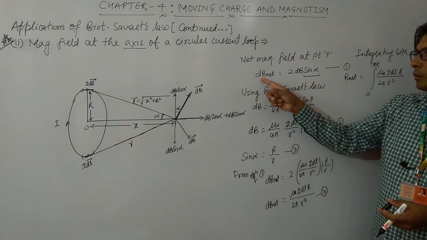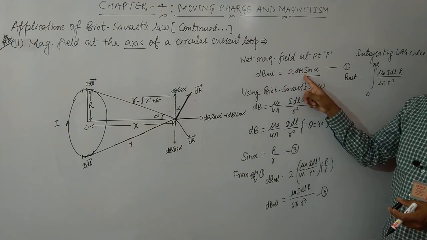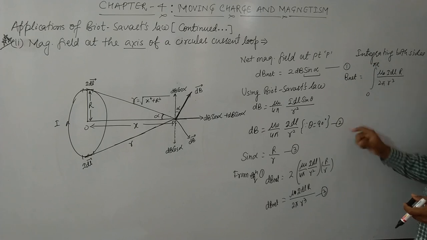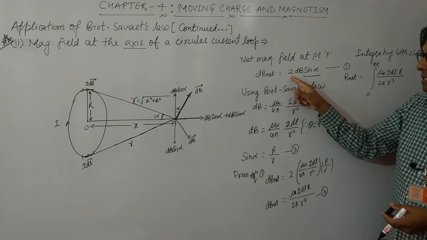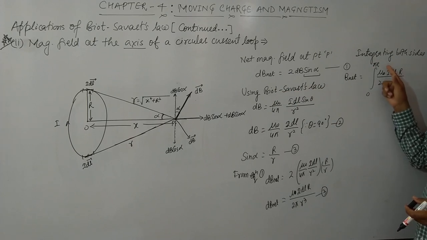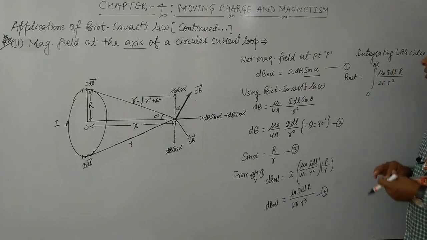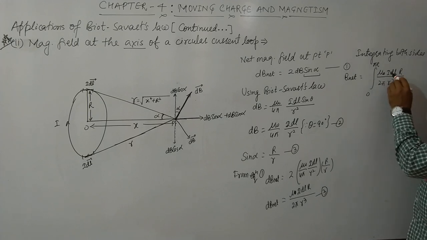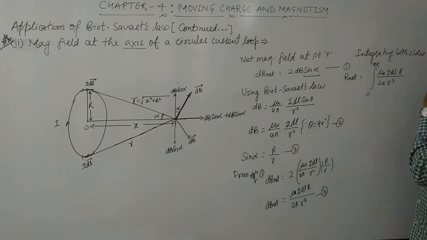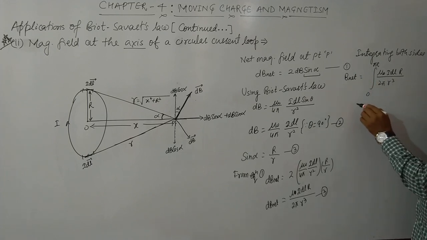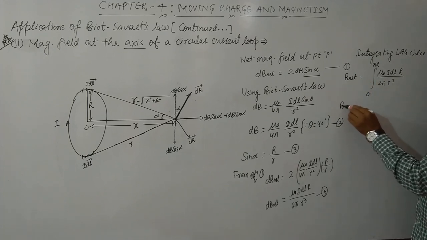So choice is yours. If you put dB net is equal to dB sin alpha, then the limit will be 0 to 2 pi r. But if you put dB net is equal to 2 dB sin alpha, then the limit will be 0 to half of the circumference, that is pi r. Okay, now let us try to solve it. Mu 0 I r upon 2 pi r cube, these are constants, so we can take them out of the integration symbol here.